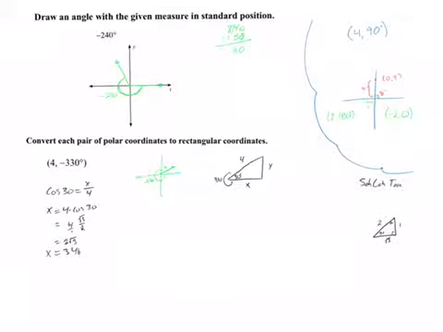To find y, I know sine of 30 is equal to y over 4. Multiplying both sides by 4, I'll get y is equal to 4 times sine of 30. I know sine of 30 is equal to 1/2. So that means y is equal to 2. So my answer then is going to be 2 square roots of 3, comma 2.